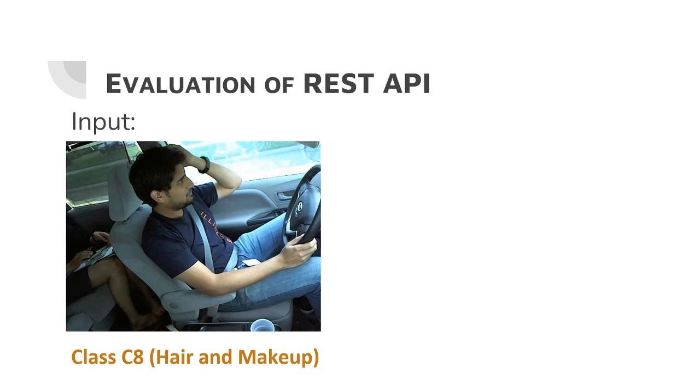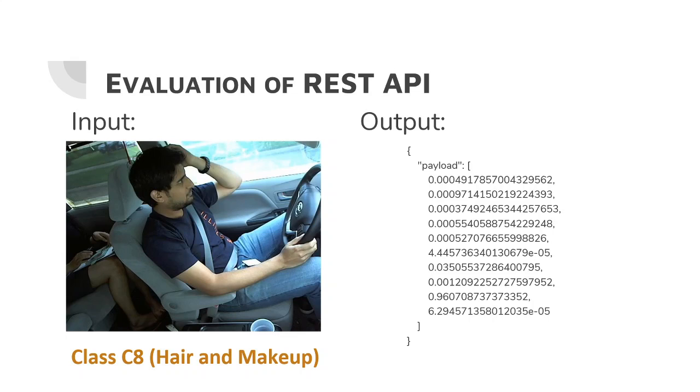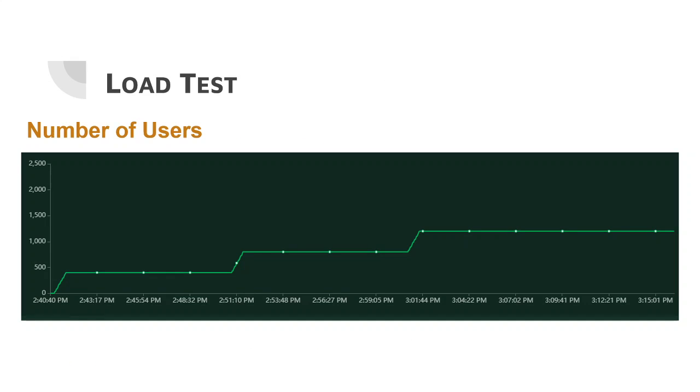As an example, here's how it would work in real life. The user would take an image, like our sample image, and send it to our API gateway, and it will return a list of probabilities of what class that image exists in. You can see here, we know this image is class C8, the 9th, second to last class. And it shows here it has a 96% chance of being in that class. So it seems to be behaving as we'd expect.